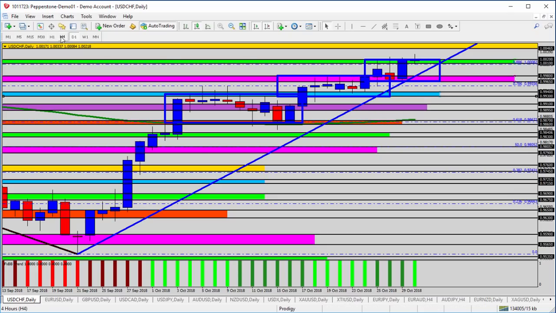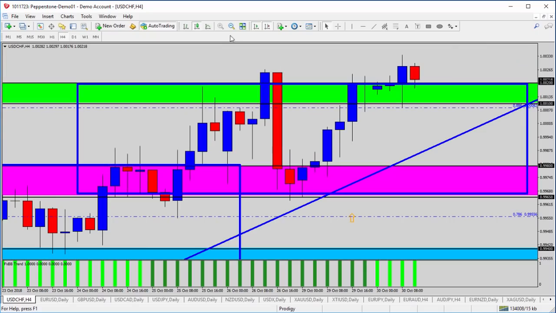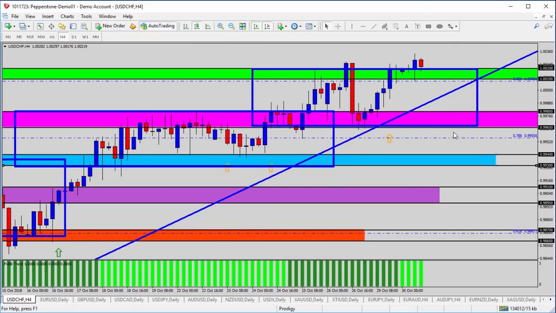Let's take it on down to the 4 hour. I think this is going to make it much more clear for us here on the 4 hour time frame. We see right now the previous 4 hour candle got clearly above 1.0020. Now we have not seen it stay above there so far. The current candle could literally turn into a false breakout.